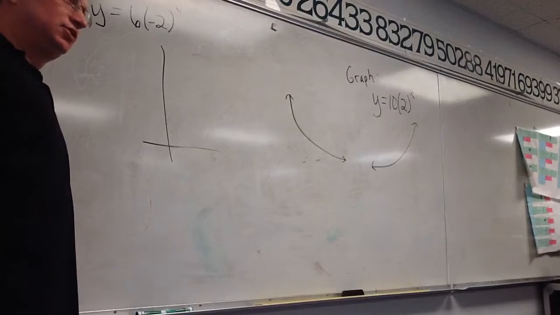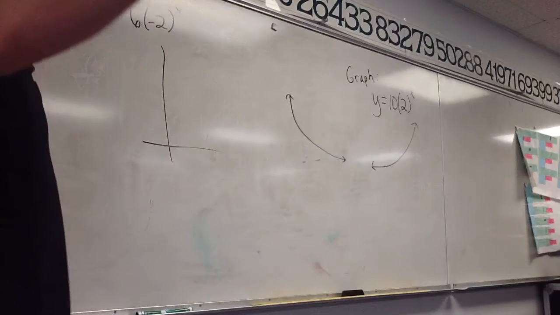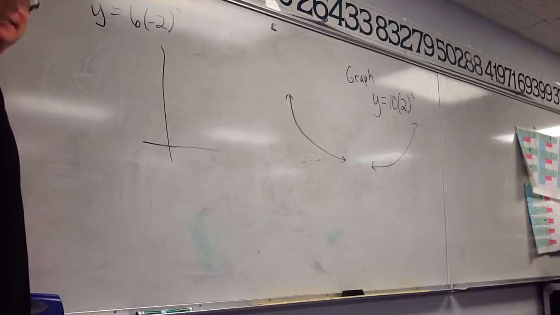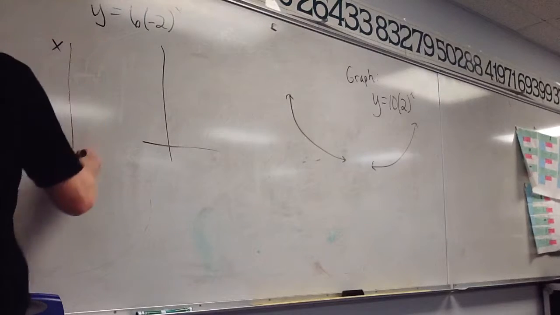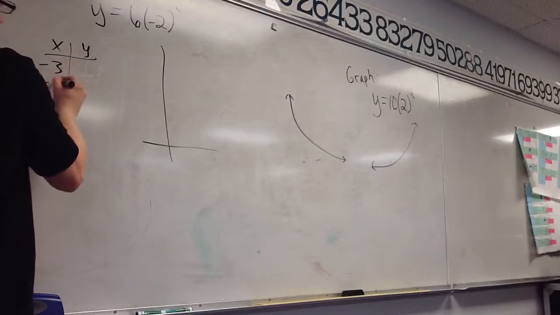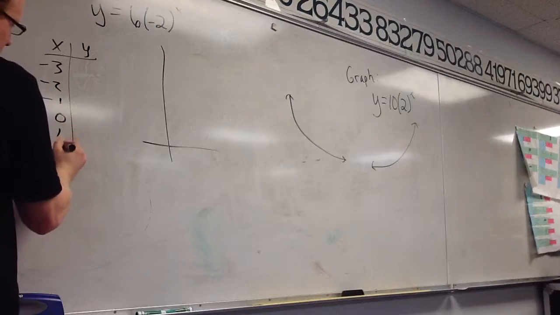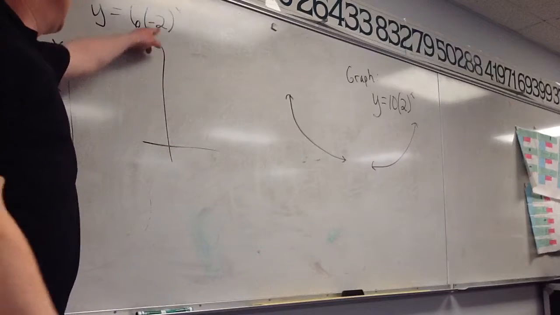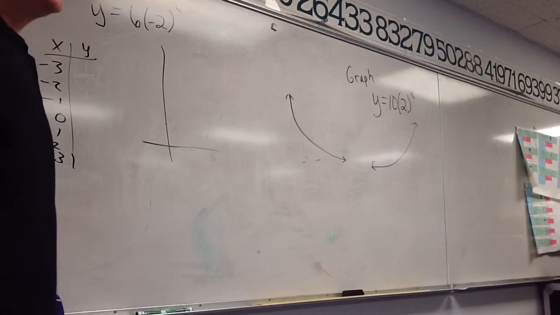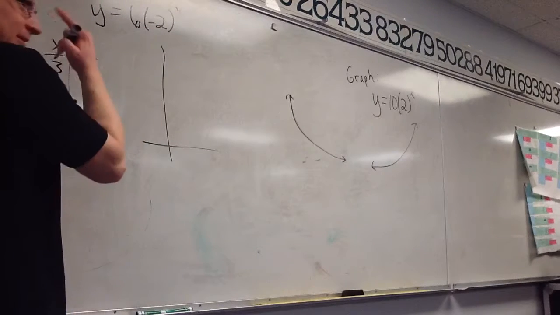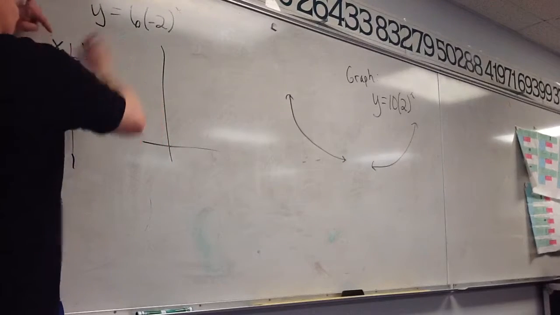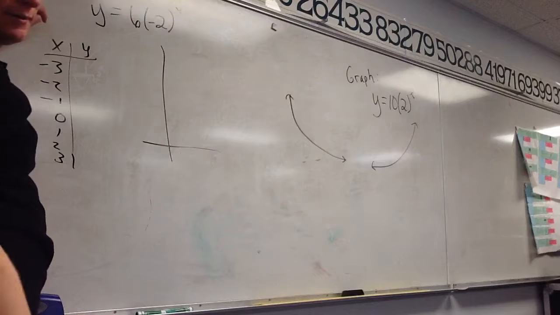Do a table. Yes, that's what we did yesterday. We can graph anything if we just make a table. We just pick numbers for x, plug them in, and we get y. It's -2 to the -3rd power. You know how to plug these in though, right? You just type it in your calculator.